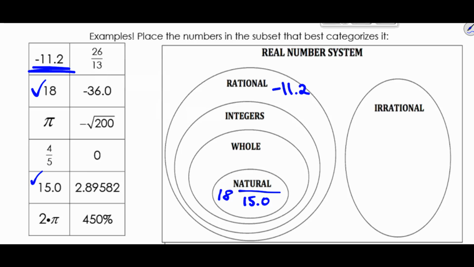2 times pi, that's going to be a decimal. 26 divided by 13 is really just 2. That's a positive whole number. That one works also. That's 26 over 13. Negative 36 is a negative number. Negative square root of 200, also a negative number. 0, that is not a positive number. This one has a decimal.